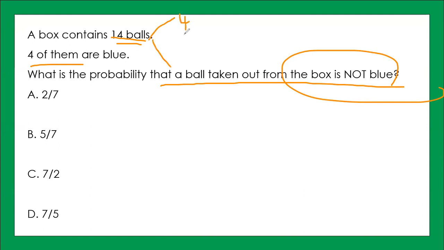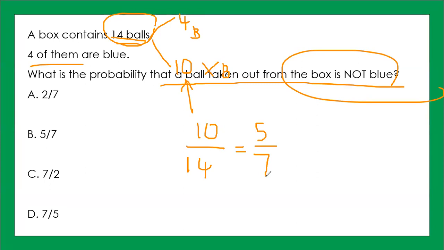Four, sorry, 14 balls are there. Four are blue. That means 10 are not blue. Make sense now? So what's the probability of this? It's 10 out of 14. And that simplifies to become what? Very good. 5 out of 7. Are you following? Now, 2 out of 7 is a possible answer. 5 out of 7 is the correct answer. 7 out of 2 and 7 out of 5 is definitely not a correct answer.